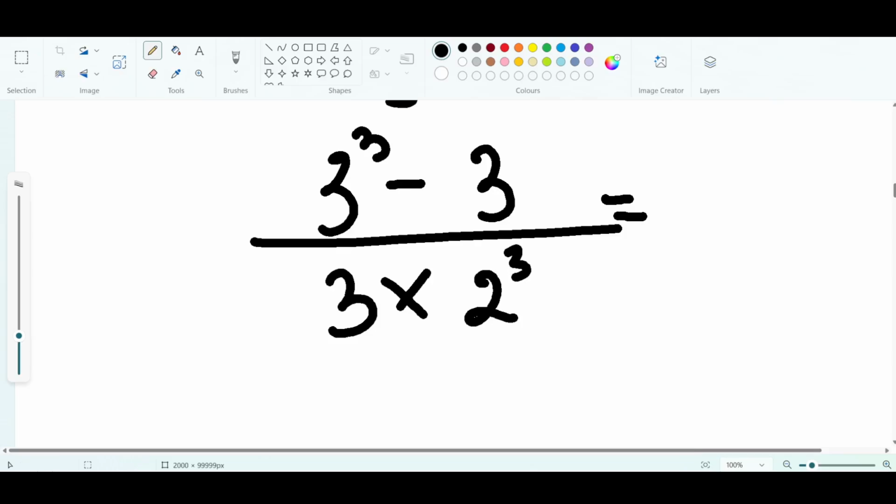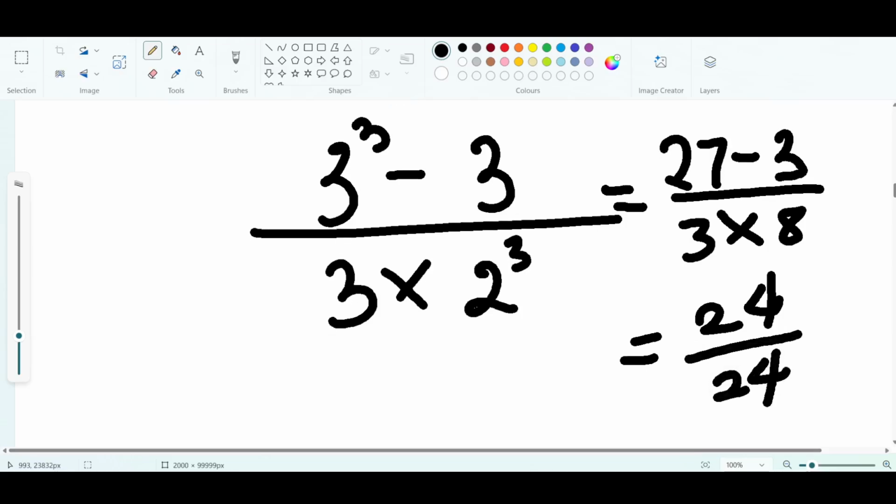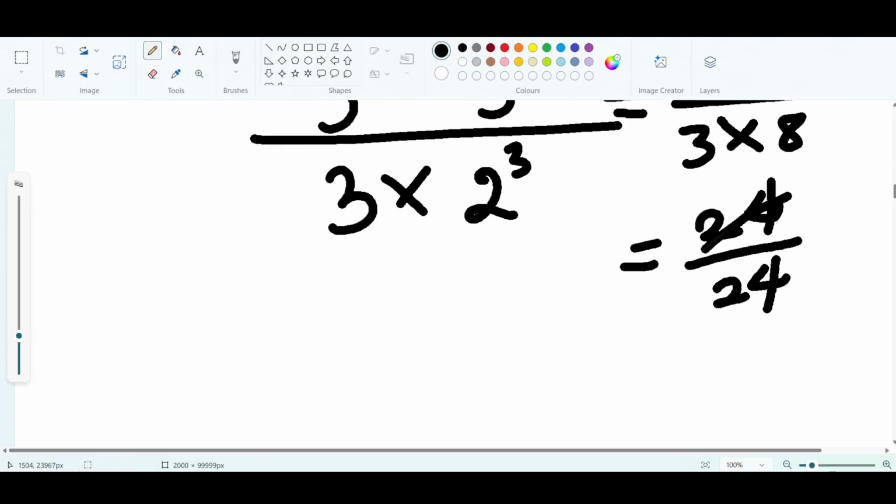So this is going to be 27 minus 3, all over 3 times 2 raised to power 3, which is 8. 27 minus 3 is 24, all over 3 times 8, which is 24, and 24 over 24 is 1. So 1 is the final answer.